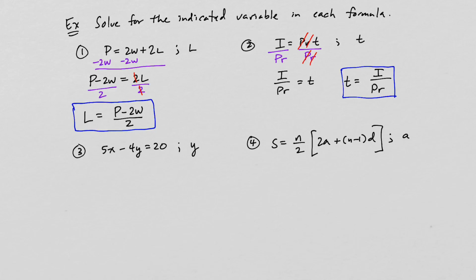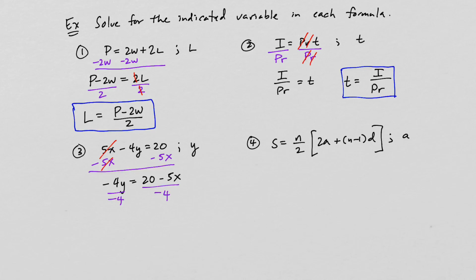Third example, here we want to solve for y. So to do that, we are going to first subtract 5x from both sides. Doing that will give us cancellation here. And we get negative 4y equals 20 minus 5x. And then the next step is we need to divide both sides by negative 4 to get y by itself.